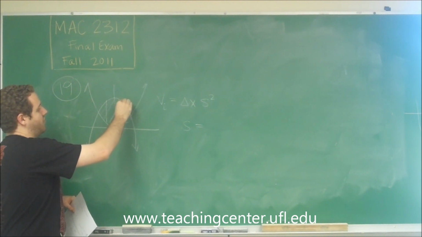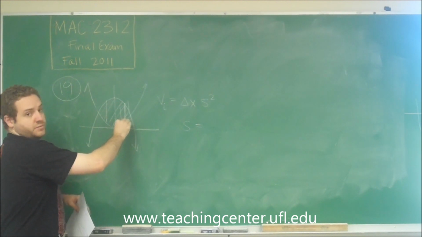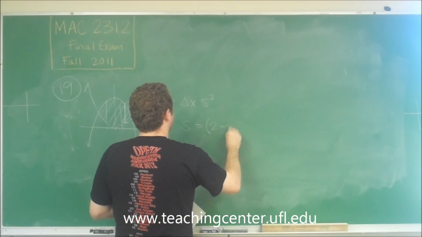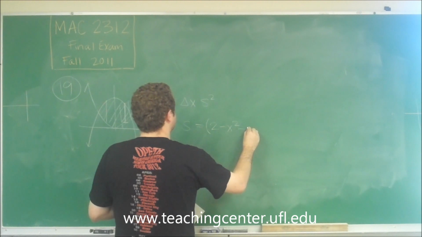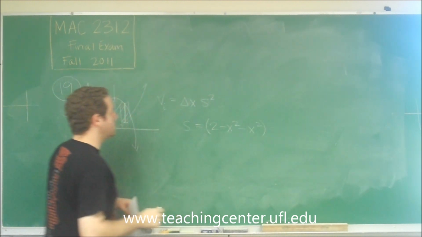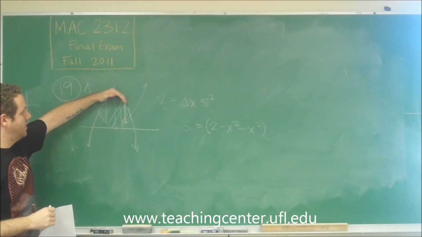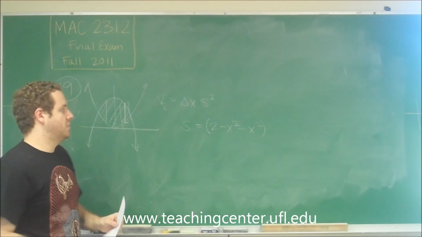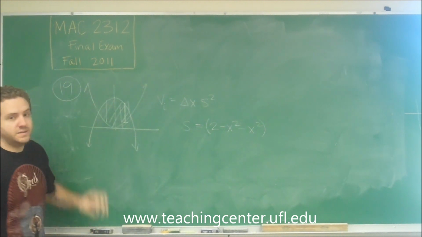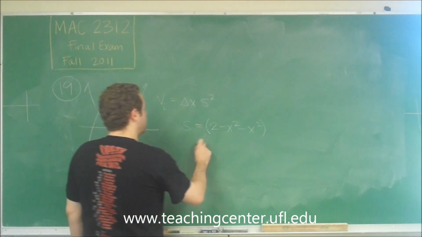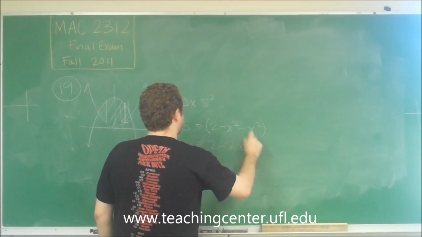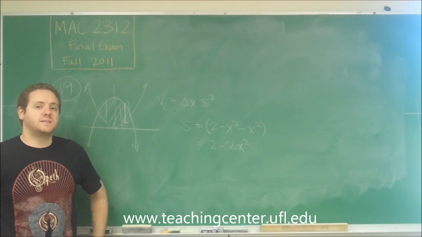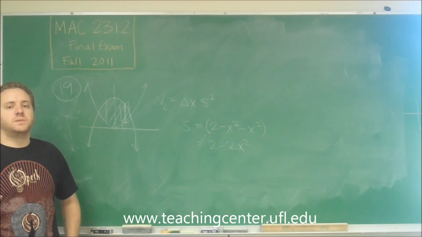Well, it's the distance from this curve to this curve. So that's going to be 2 minus x squared minus x squared. So 2 minus x squared is your top graph, x squared is your bottom graph. If you do the top one minus the bottom one, you get your distance from one to the other. So this is 2 minus 2x squared. If we integrate this, we're going to get the volume of the entire thing. So the last thing we need to figure out is where we are integrating from and to.